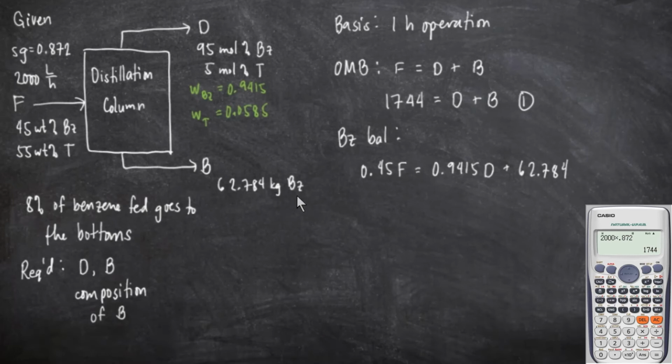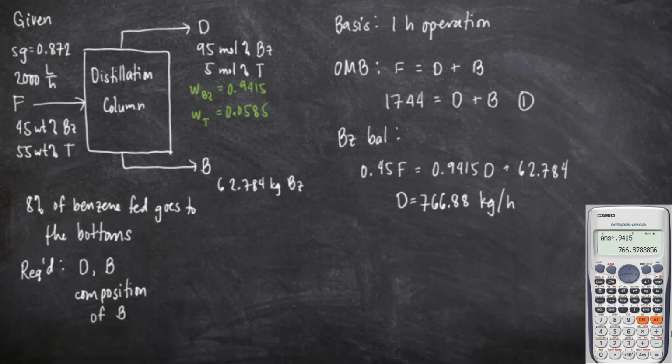62.784 is the amount of benzene that we have determined coming from the 8% of the benzene coming from the feed. Since we already know the mass of the feed, that is 1744, we can immediately solve for D. By rearranging, this becomes 0.45 times F, 1744, minus 62.784, and this is divided by 0.9415. The mass of D is calculated as 766.88 kilograms. Accounting for our basis, which is 1 hour operation, this also becomes kilograms per hour.